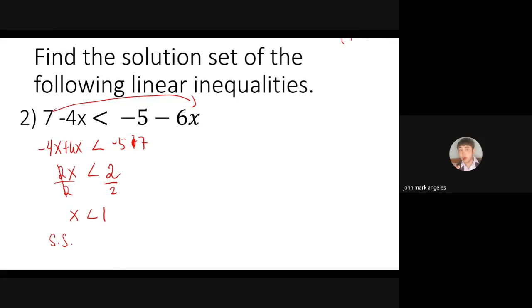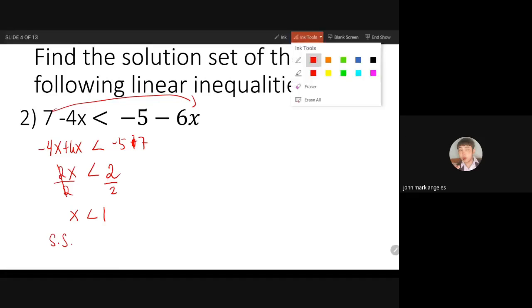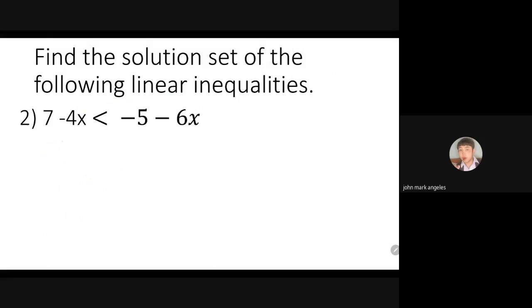Akala ko, ang tinutukoy mo ay... yung anong pangalan nito? Yung pag-reverse ng inequality sign. That's correct. Dapat ito pala ay -7. So this is 2x less than -12. Dividing both sides by 2, ang x ay less than -6. So same pa rin, parenthesis.